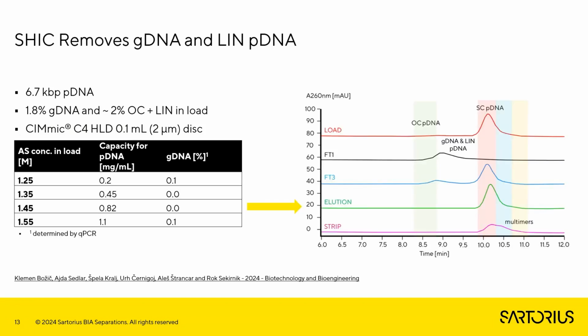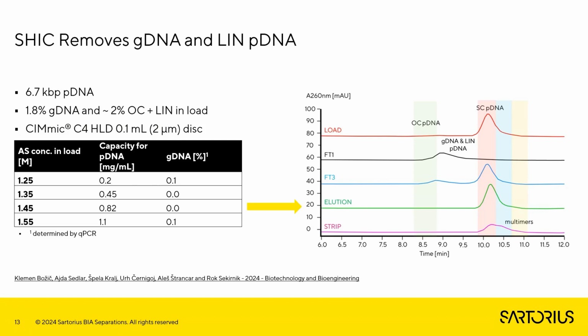As an example, we have a 6.7 kilobase pair plasmid, which contained at the beginning approximately 1.8% genomic DNA, confirmed by qPCR, and let's say 2% open circular and linear plasmid in the load. This time, we reduced the concentration of ammonium sulfate in our experiments because we know that linear species are more hydrophobic than open circular, so we need to go lower with ammonium sulfate to put them into the flow-through.